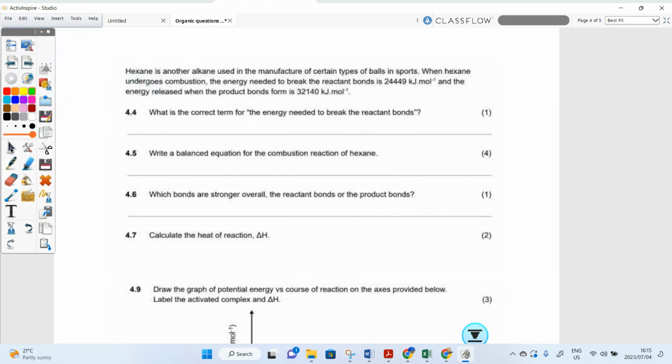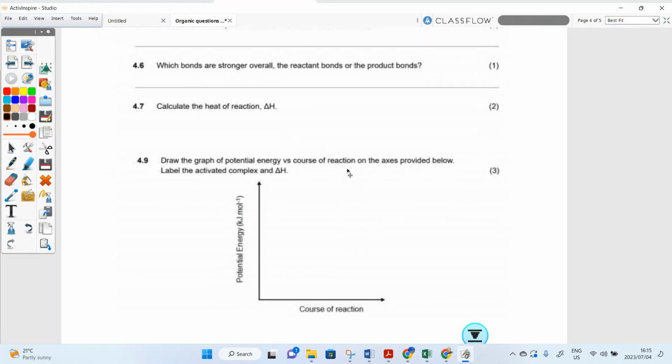All right, and now for the last question, they say draw a graph of potential energy versus the course of reaction on the axis provided. Label the activated complex and delta H. So you literally need to make sure that the energy out is more than the energy in. I've seen question papers where this is 6 marks.